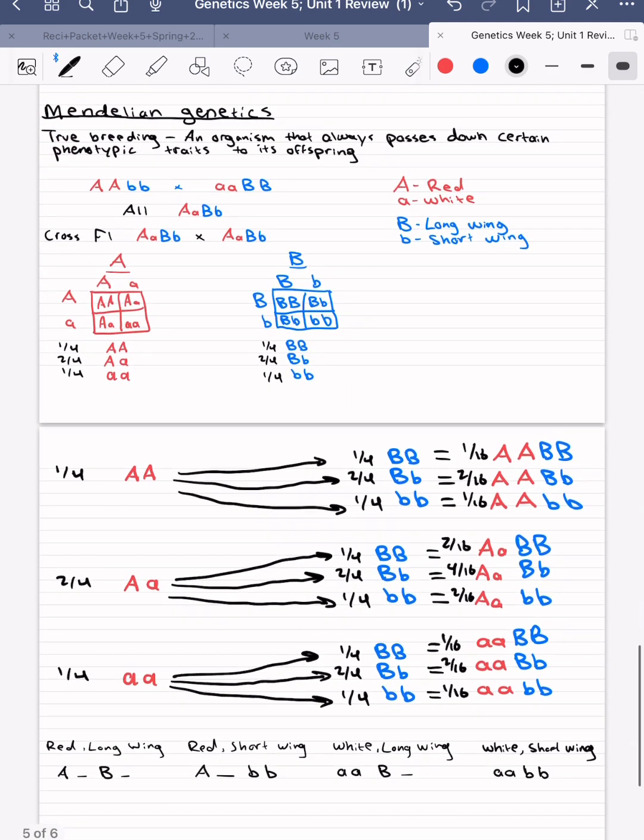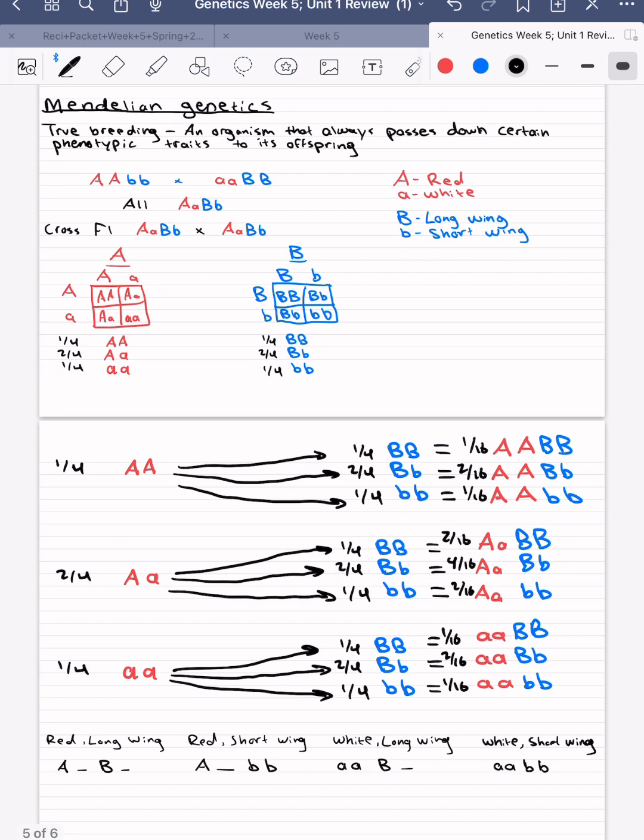Going on to Mendelian genetics. Mendelian genetics is essentially a way for you to organize phenotype and genotype ratios. And you're going to be told a term quite frequently. It's going to be called true breeding. So that's an organism that always passes down a certain phenotypic trait to its offspring.